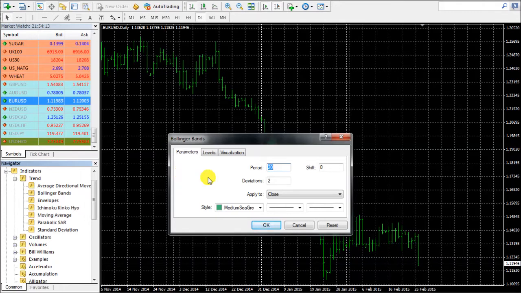The usual setup for Bollinger Bands is to use a 20-period simple moving average as the middle line and plot top and bottom lines 2 standard deviations away from it. As normal, we'll apply this to the close prices of each bar, so we'll just click OK for the default parameters.